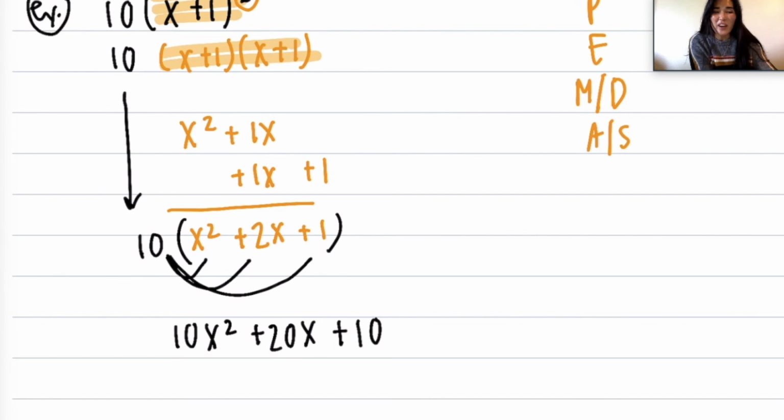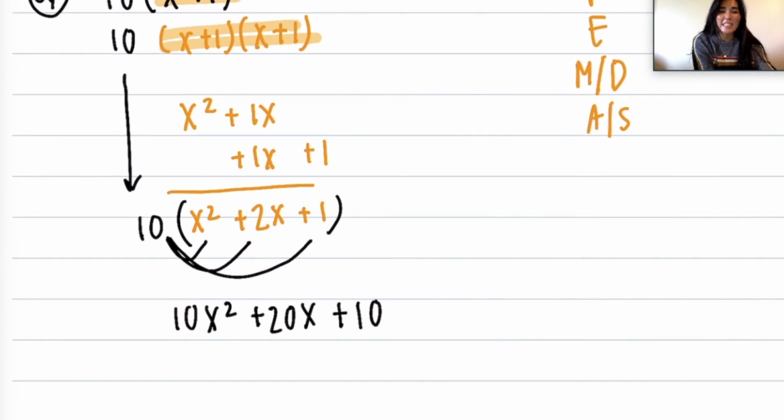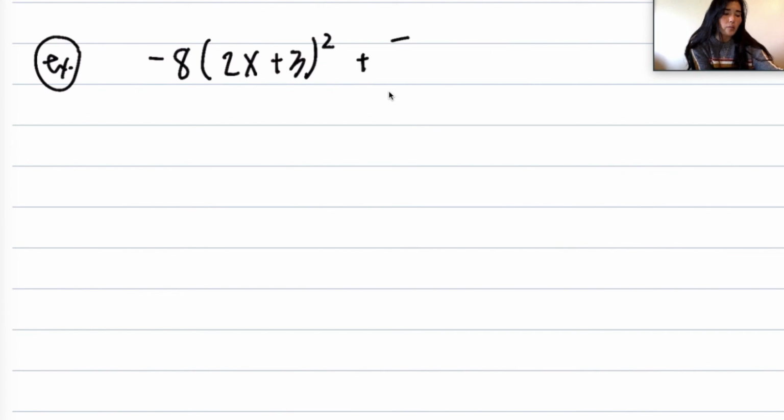So let's go ahead then and take this and add one more step of complexity to it. All right, guys, so let's go ahead and take a look at that same skill set and then add one last thing to it. So I'm going to give you guys this problem. Let's do -8 times 2x plus 3 squared, and then plus 5x minus 6. All right, see if you can get that.